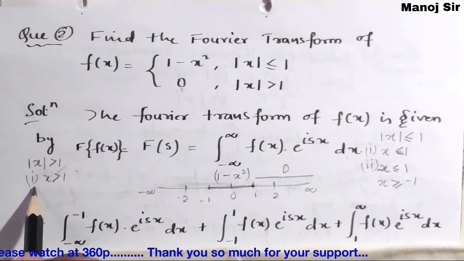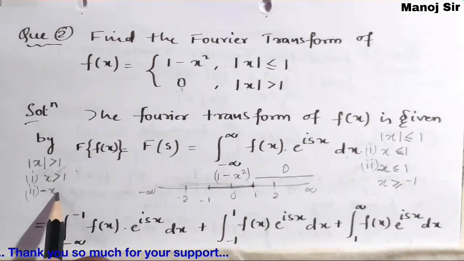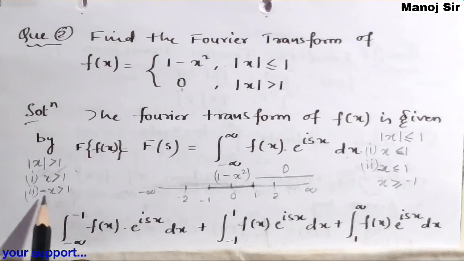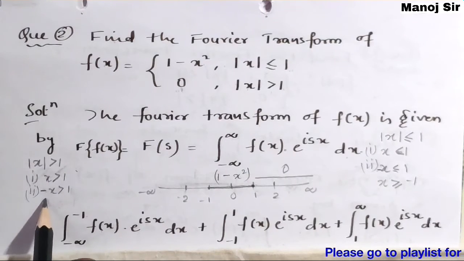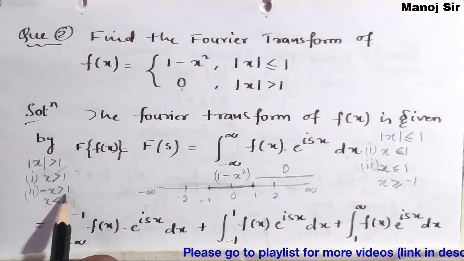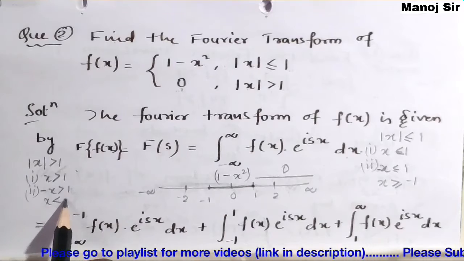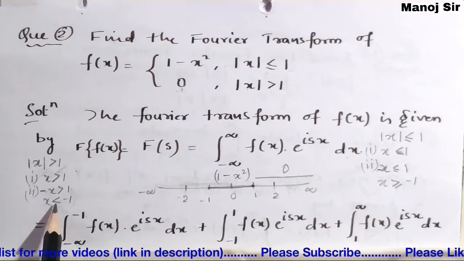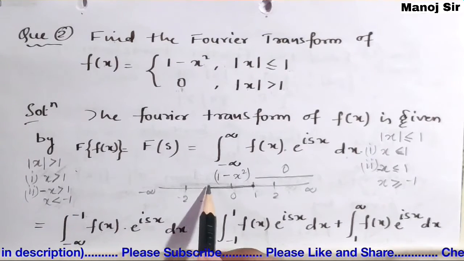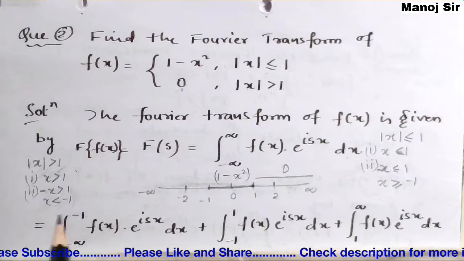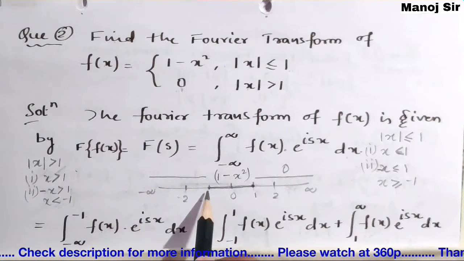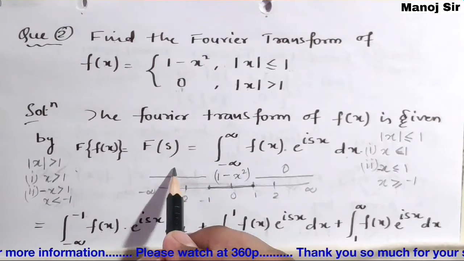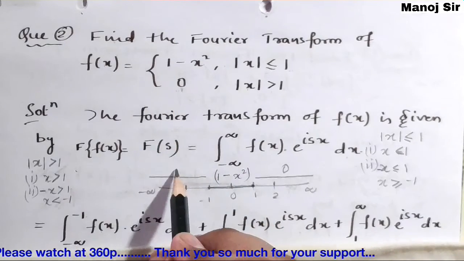Now I'll come to the second part, that is minus x is greater than 1. Multiply negative on both the sides, you will get x as positive, the sign will change, and the value 1 will become minus 1. So x is less than minus 1, so it is from minus 1 to minus infinity. Here again you can see the function f(x) is 0.